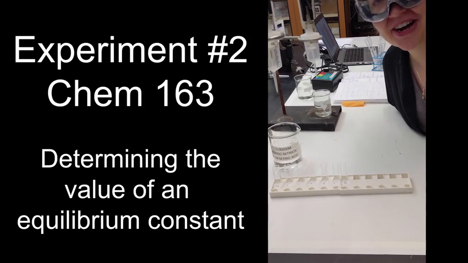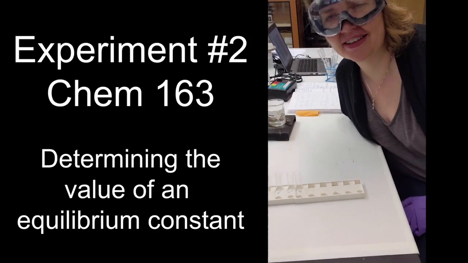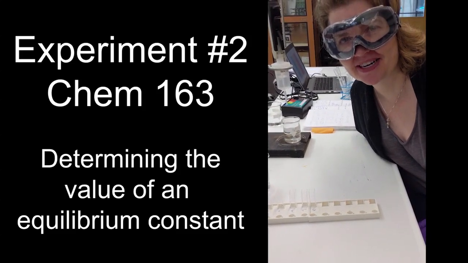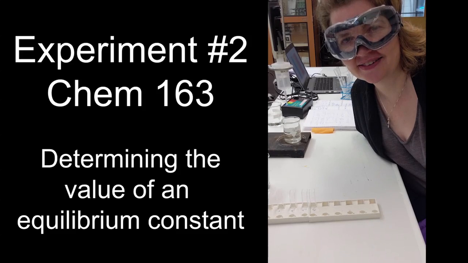Hello, today we are recording the procedure for experiment number 2 in Chem 163, determining the value of an equilibrium constant for the iron thiocyanate reaction. So, today our objective is to create 6 different solutions and measure their absorbance, and then to use those absorbance values to determine the equilibrium constants.